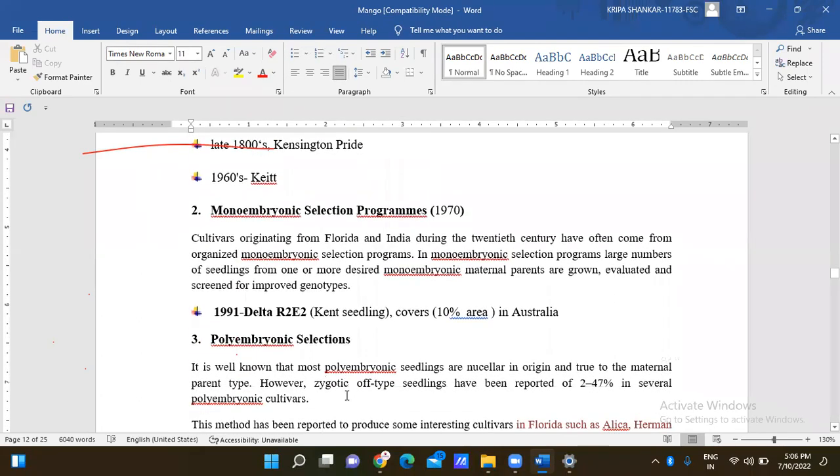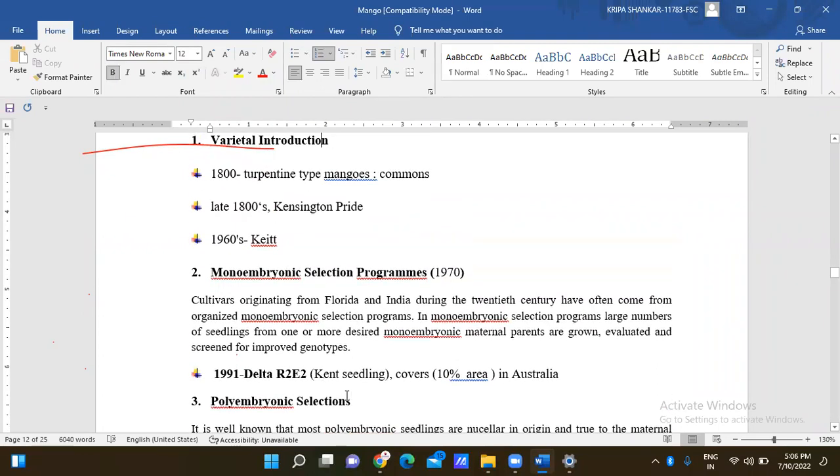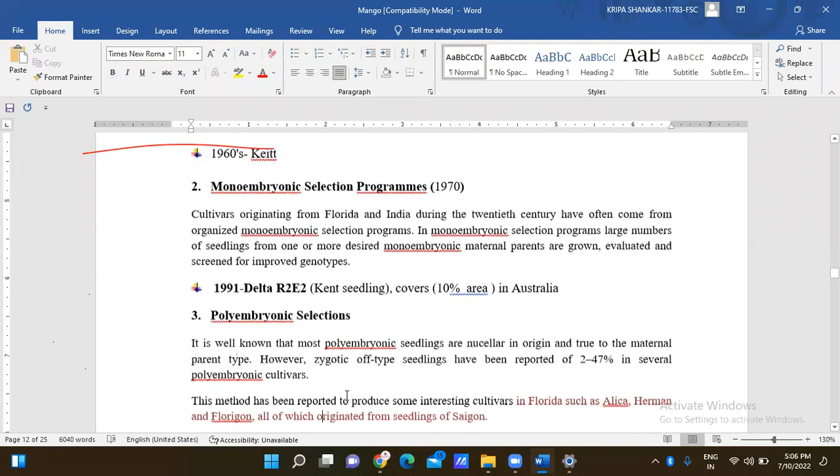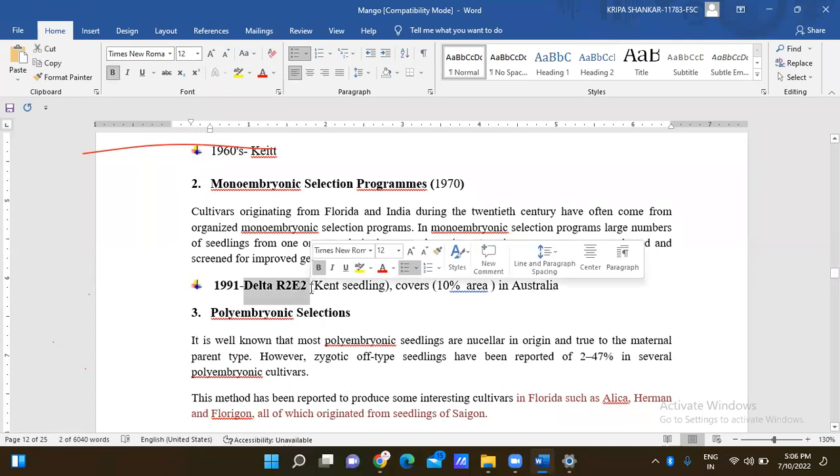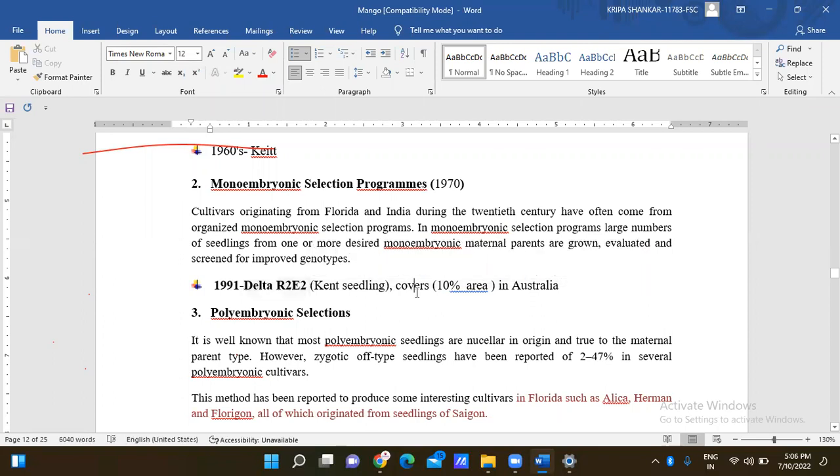See, in this case, recently there is some Australian development which you should know. What is the monoembryonic seedling selection? What is the polyembryonic seedling selection? You should just remember the variety which is the outcome of monoembryonic seedling selection, that is Kensington Pride R2E2, already asked in the exam. It is the Kent seedling and covers around 10% in Australia.